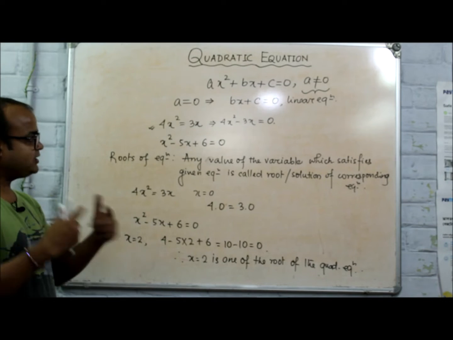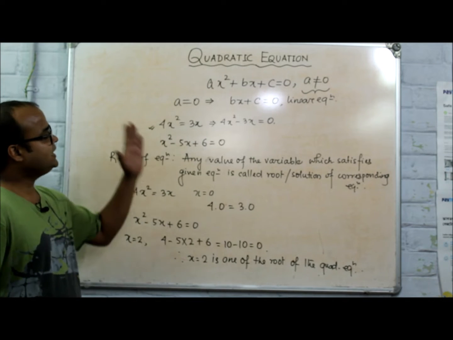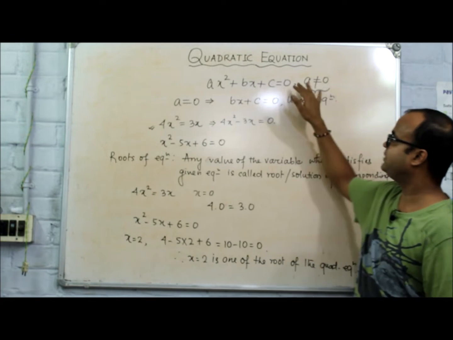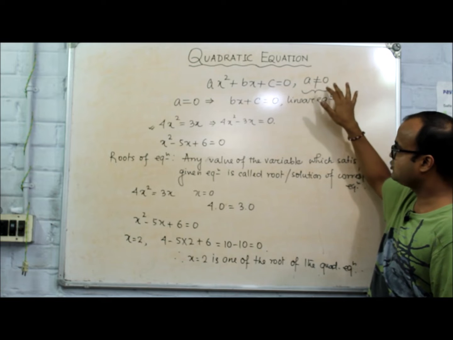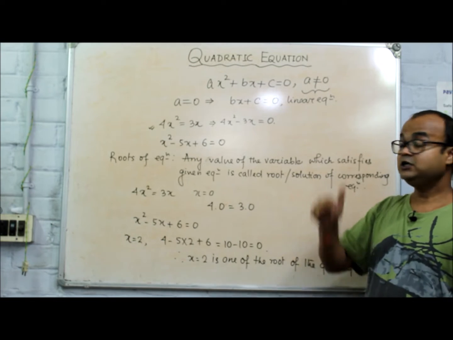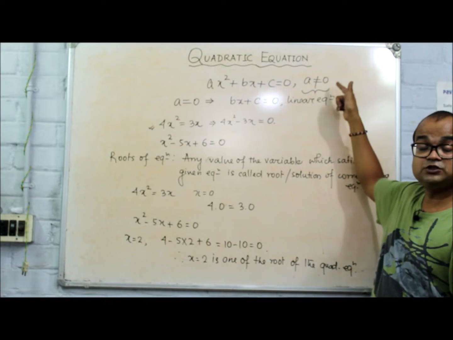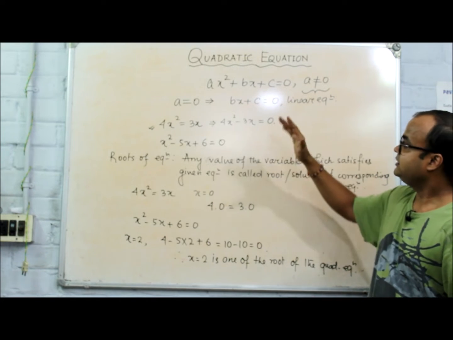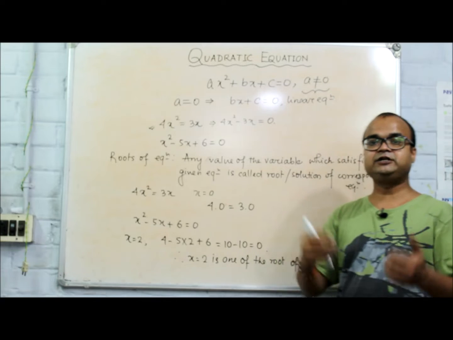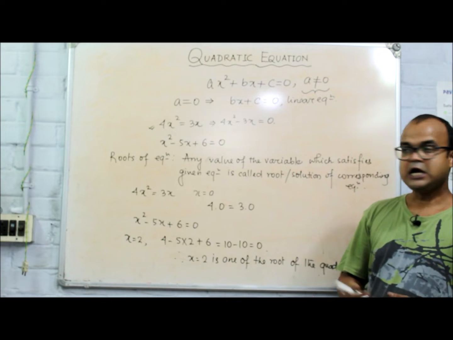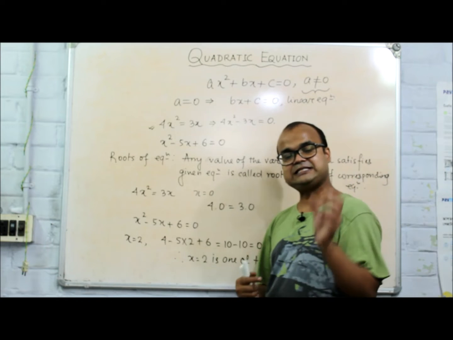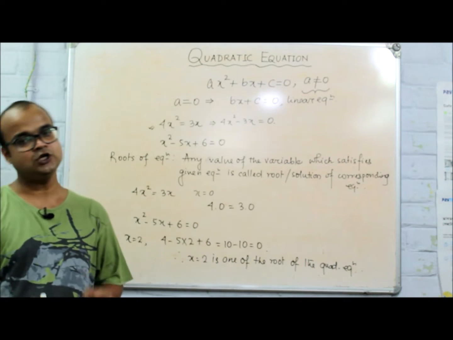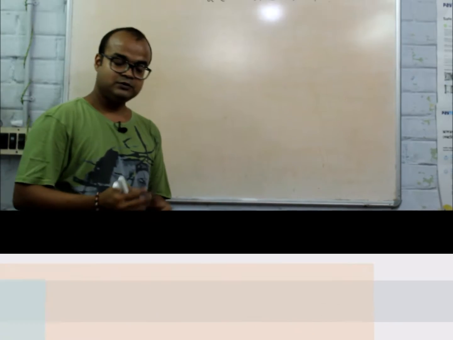Clear? Just a recap once again. Any equation of the form ax square plus bx plus c is equal to 0 is called a quadratic equation where a must not be equal to 0. Clear? Second thing, if a is equal to 0, then it reduces to a linear equation, and any value which satisfies the equation is called a root of the equation or solution of the equation.